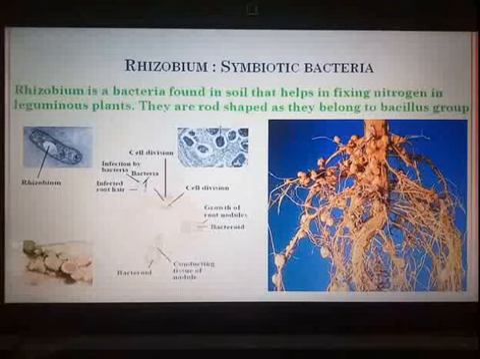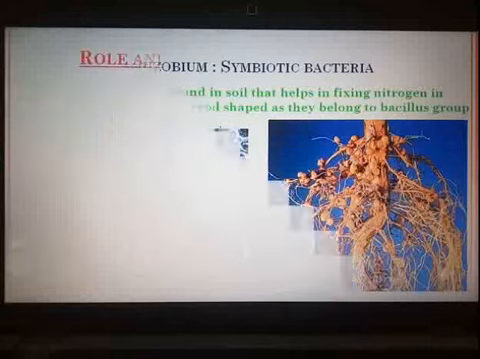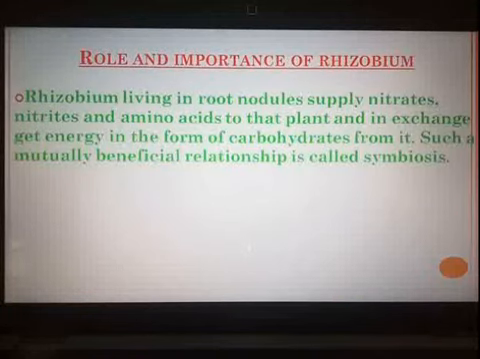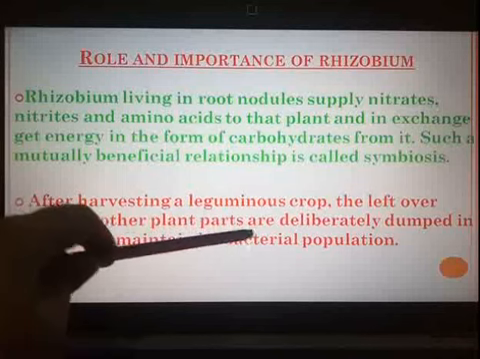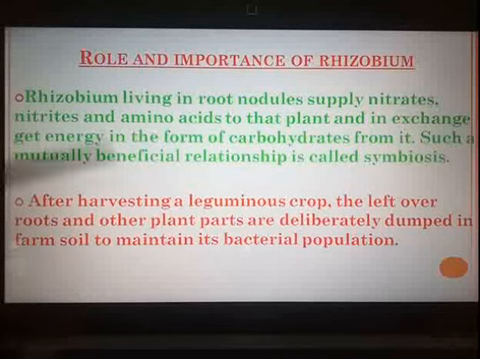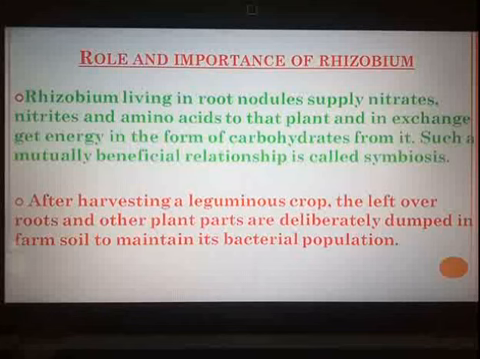Rhizobia produce nitrogenous compounds from atmospheric nitrogen. But for this process of nitrogen fixation, they require leguminous plants, and the beans and pulses are rich in proteins due to the nitrogenous compounds made available to them by rhizobia. After harvesting a leguminous crop, the leftover roots and other plant parts are deliberately dumped in the farm soil to maintain its bacterial population.